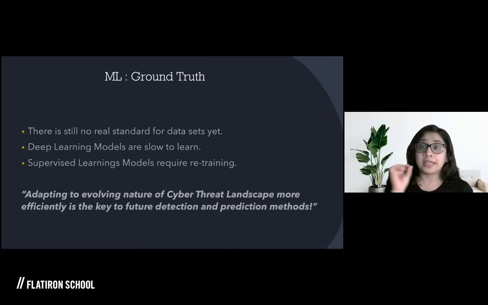Second thing, deep learning or unsupervised learning, basically. These types of models, they are slow to learn because first of all, they're unsupervised. We do not provide them direct label training. They learn on their own. When they learn on their own, they take time. They are slow to predict.